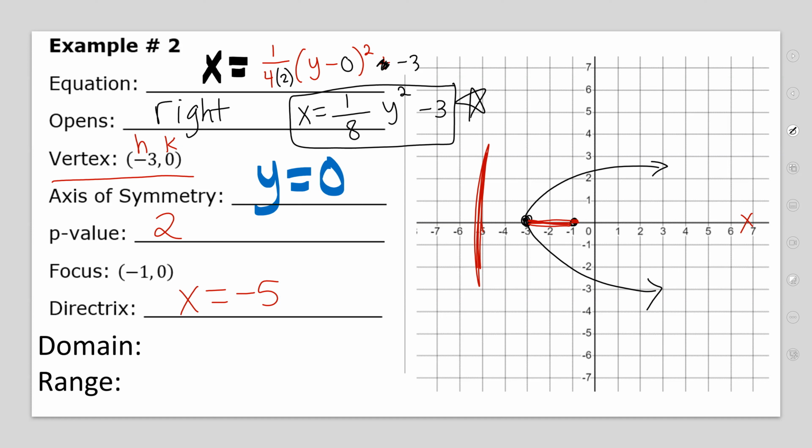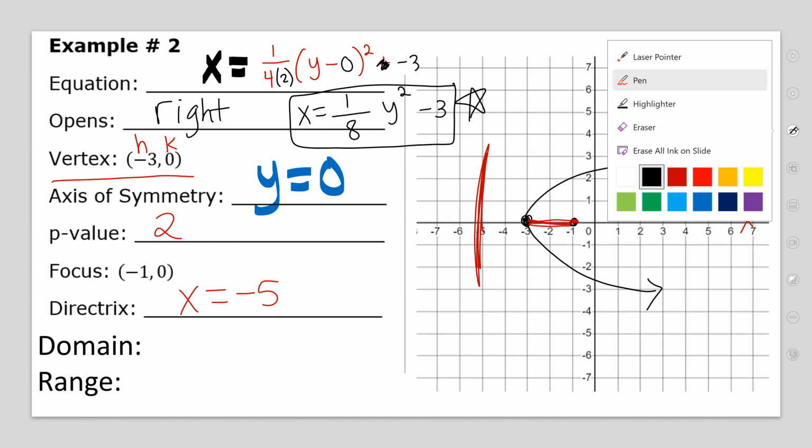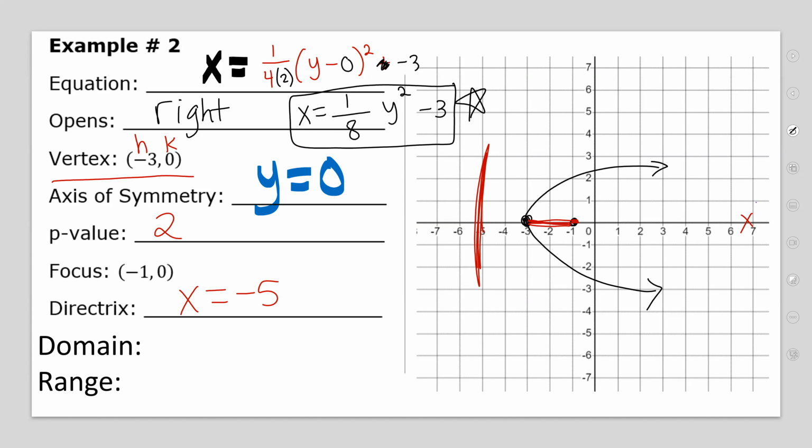All right, now let's do the domain and the range. Domain, you always start on the left, and then you move to the right. So here is the left part. The left is at -3. So I go from -3 on the left. On the right side, I have arrows. So that's infinity.